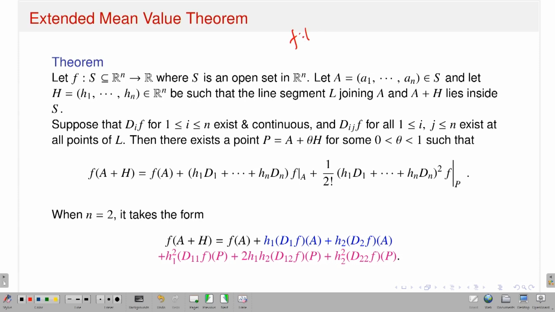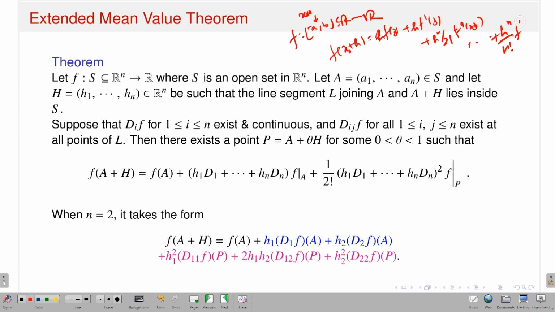So this kind of expression I think you have known. Again, single variable: a function from a subset of R to R, and I take a point x naught here. Then f of x naught plus h equals f of x naught plus h times f prime of x naught plus h squared by factorial 2 times f double prime of x naught, and so forth, up to h to the n by factorial n times f n of x naught, plus some remainder term, if you remember.